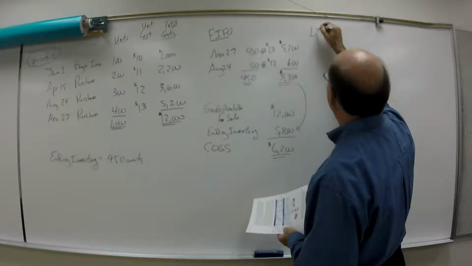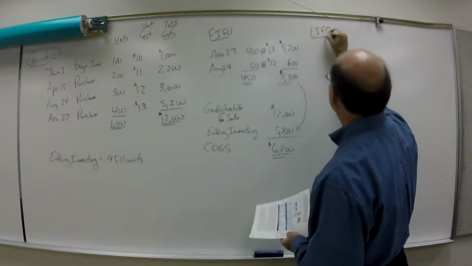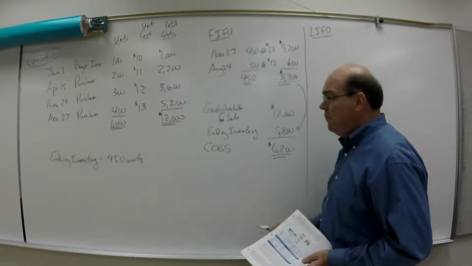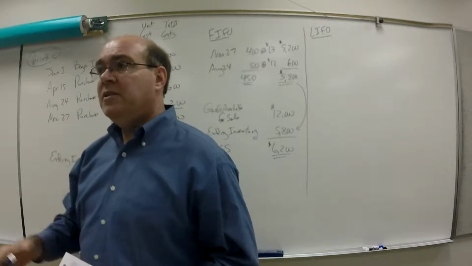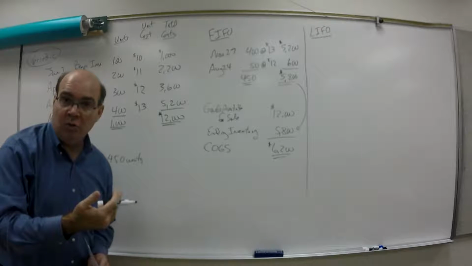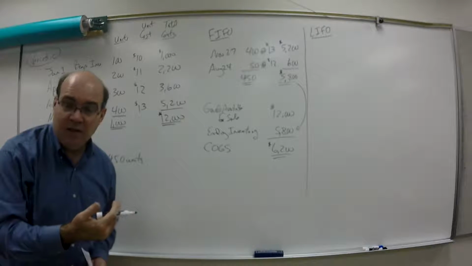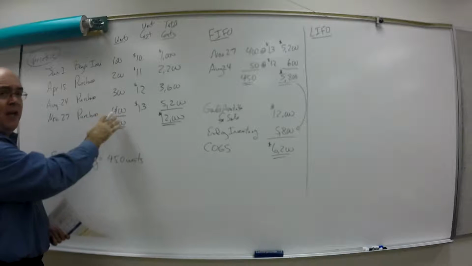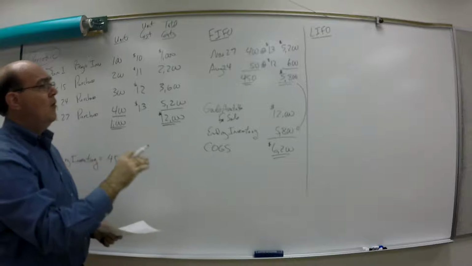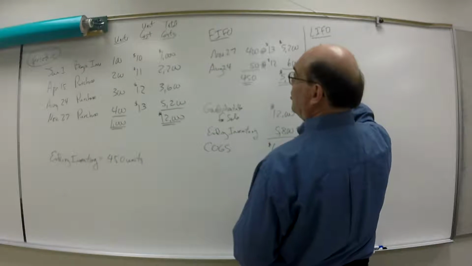Let's talk about LIFO. Well, LIFO, we're going to do the same thing. We have 450 units, but now when we say LIFO, the last ones in were the first ones we sold, which means the ones we have left are what? If we sold the last ones, the ones we have left in the inventory must be the first ones. Yeah. So we're going to start with the January 1st.